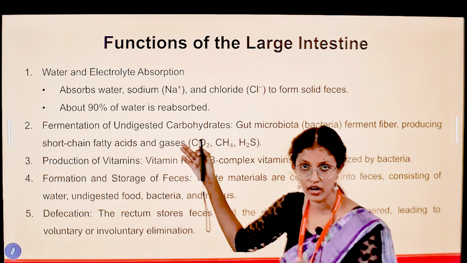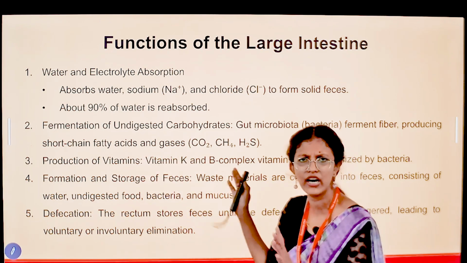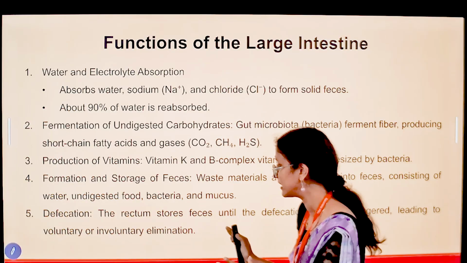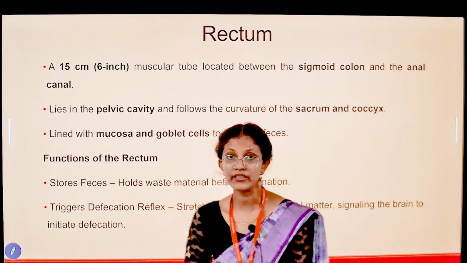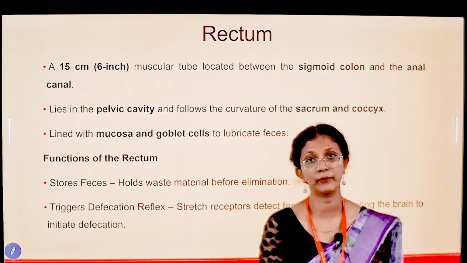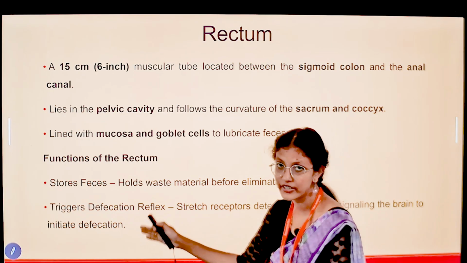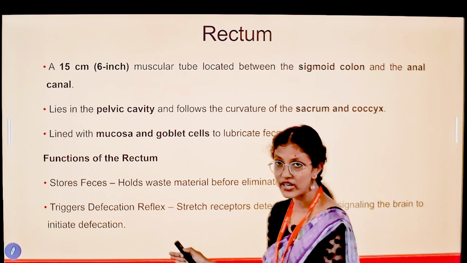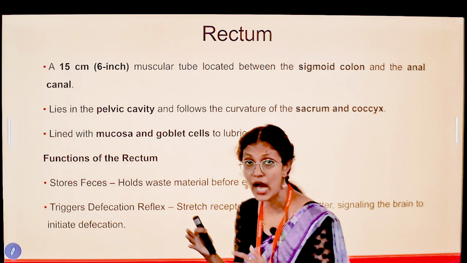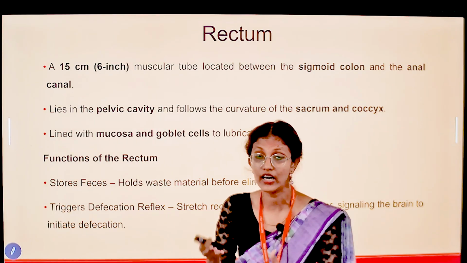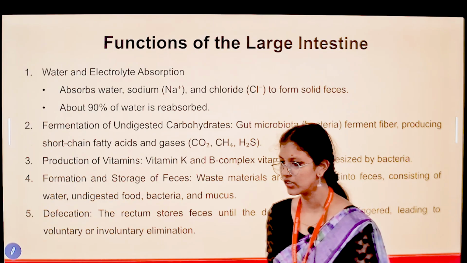Next, fermentation of the undigested food and production and absorption of vitamins, everything happens in the large intestine, and even the defecation begins from there. The rectum is the part where the undigested food is stored, and it stores the feces, triggering defecation. Those are the major functions of the rectum, and it lies in the pelvic cavity. So in the abdominopelvic cavity you can see the rectum.